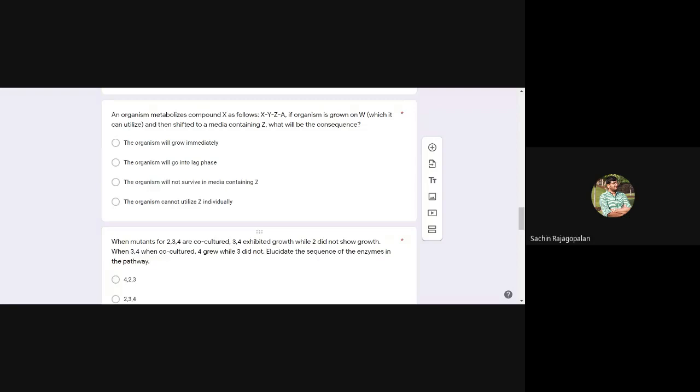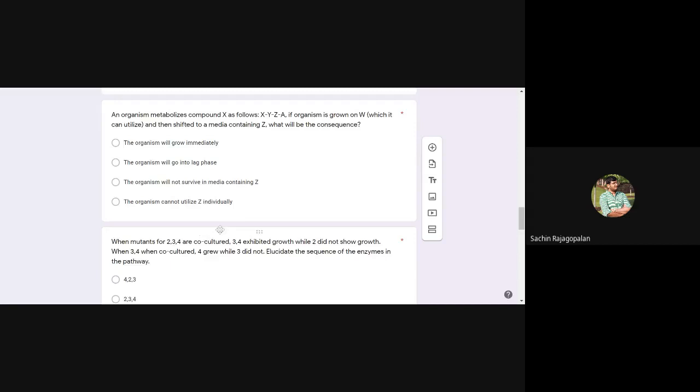Obviously, if you have grown it on an unrelated substrate like W, it would have produced all enzymes to metabolize W. It doesn't have any enzymes to metabolize X to A. So now when you suddenly shift it to a media containing one of the intermediates of the X to A pathway, it will go into the lag phase, because now it will have to generate all those enzymes which it needs to metabolize X to A.